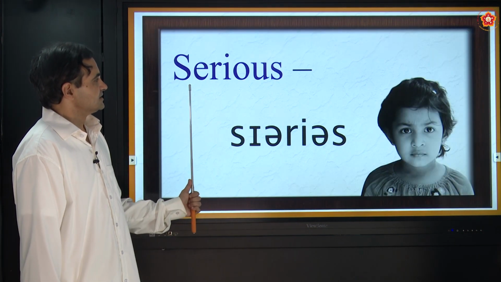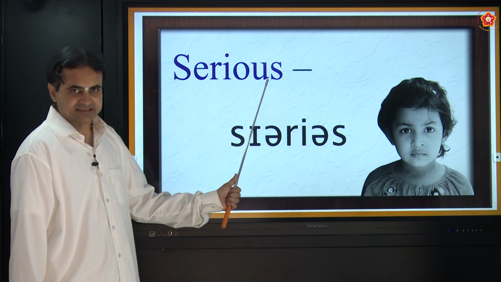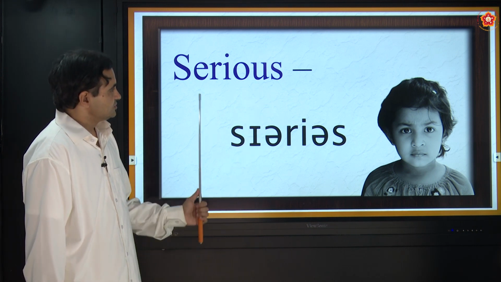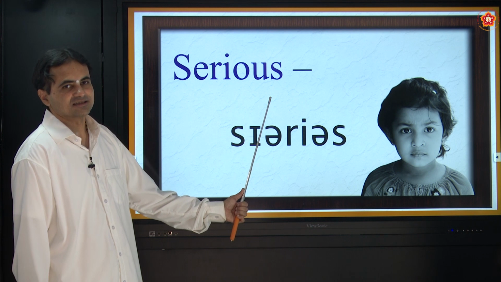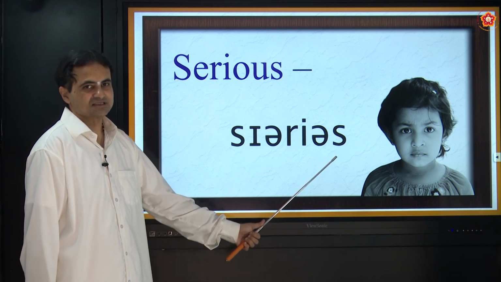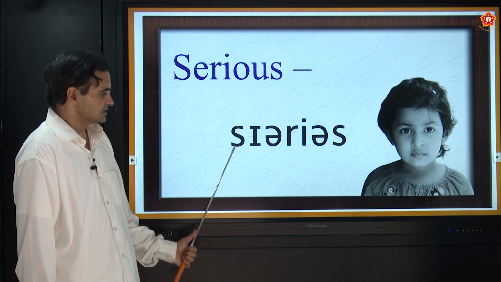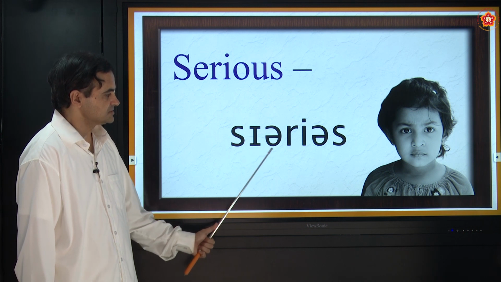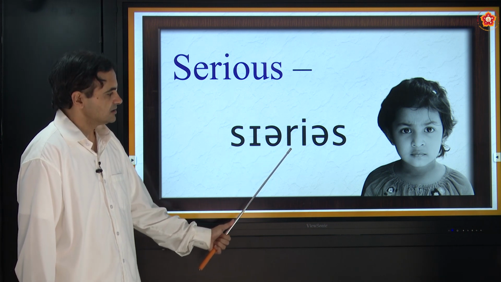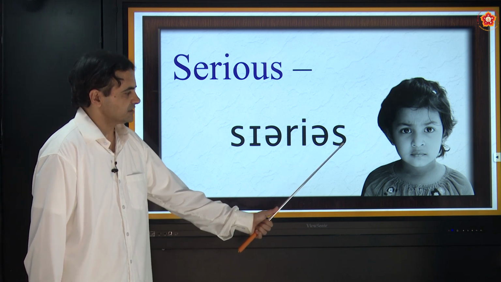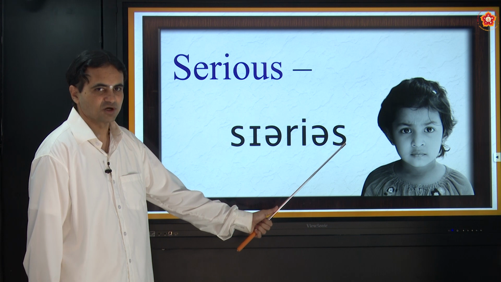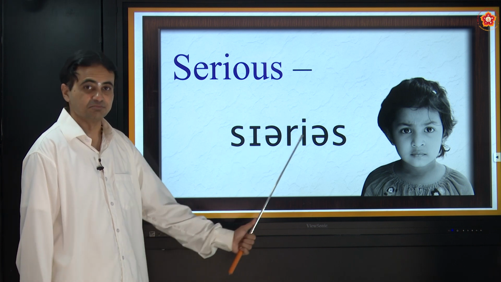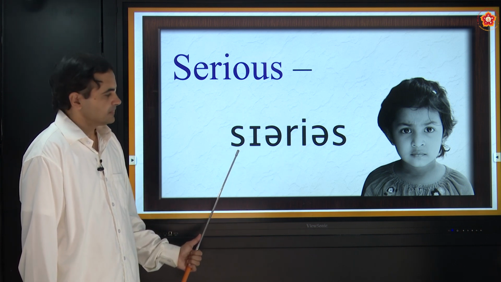Next, this word: S-E-R-I-O-U-S. Generally, we pronounce it as serious, but the exact pronunciation is slightly different. S, then E and A, so this becomes the ear sound. Then there is R, then again E and A, and S. We all know from vowels, diphthongs and consonants what the exact sounds these symbols represent. So this becomes serious.